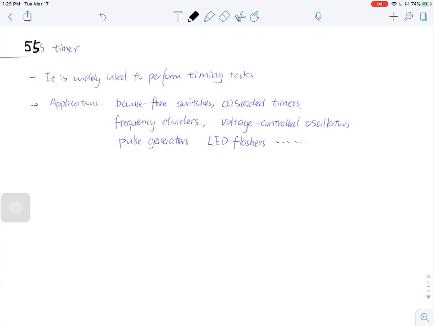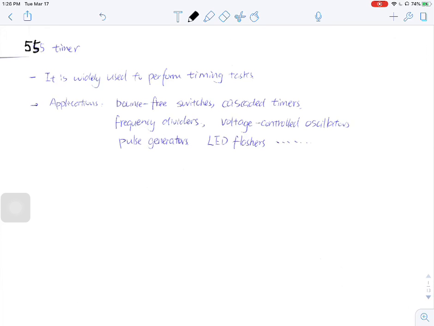It can be used for applications such as bounce-free switches. We mentioned that, right? We watched the video on bounce-free switches. Do you remember the switch trigger? That's something I think is related to that.